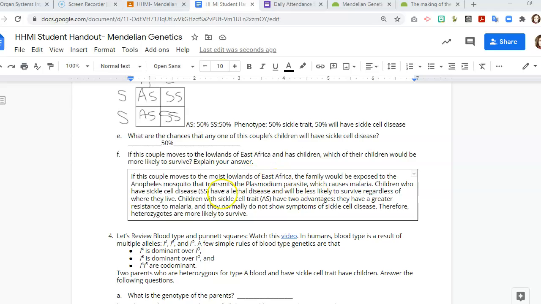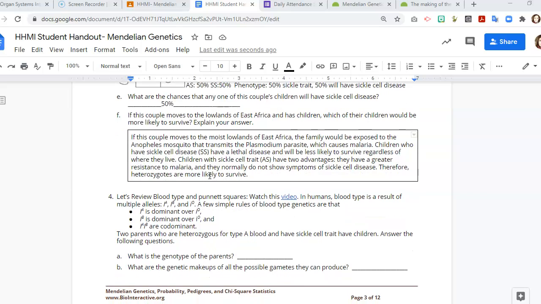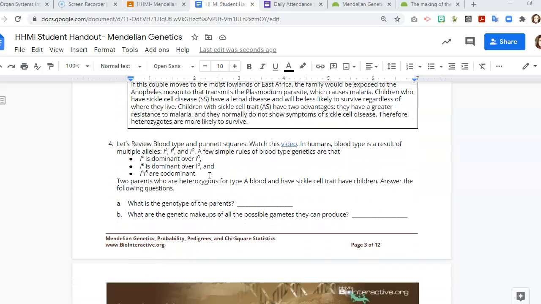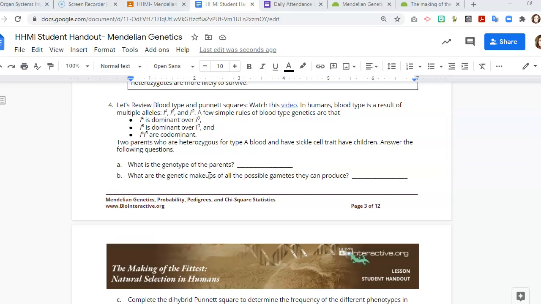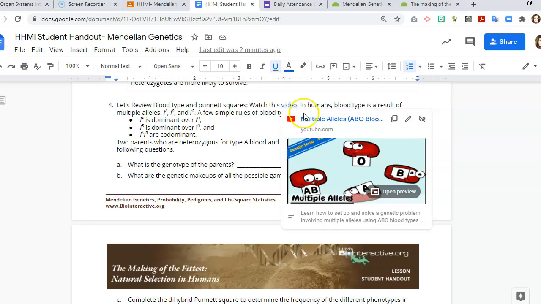So if you have something along those lines, and you are on the right track, you do not have to have all the extra information about the parasite and all that, because we did review that as a class. Okay. So let's actually start with our new part today. So quick thing, I'm going to have you guys review blood type and how to do the Punnett squares. So what you're going to do is you're going to click this video. Yes, it is an Amoeba Sisters.